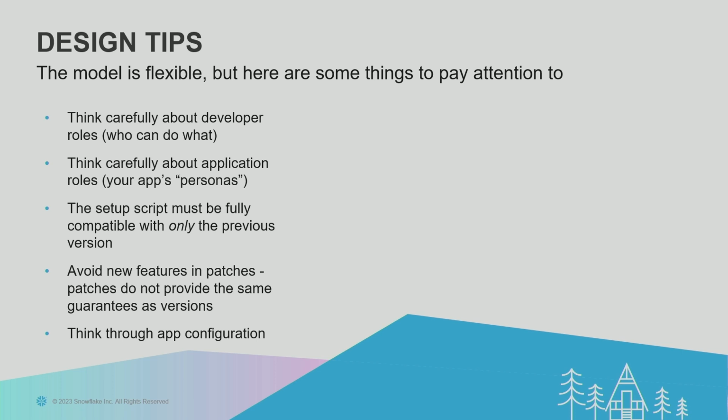Think through the app configuration. This is your consumer's first experience with the application. So try to make the flow as clean as possible, and the communication as clear as possible about why given permissions are needed and what the application is going to do with those permissions.